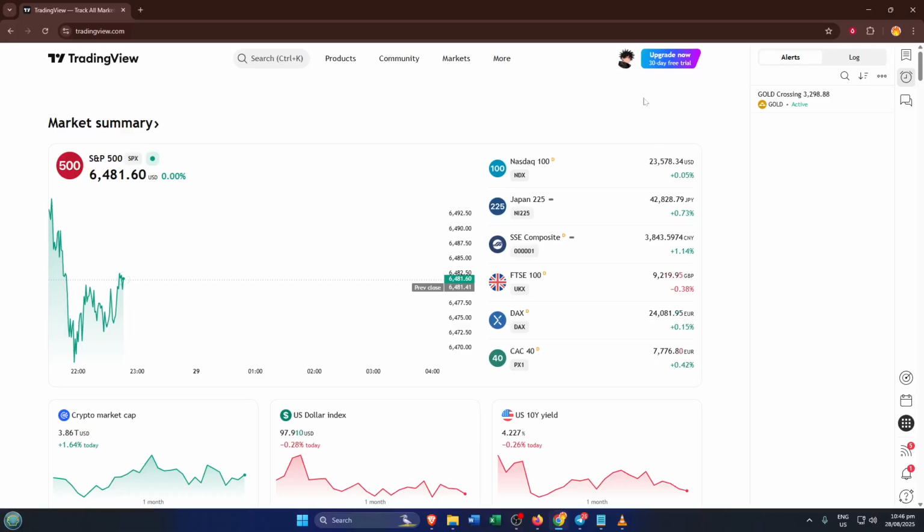First things first, go ahead and open up TradingView. That's our starting point. If you don't already have a TradingView account, it's free to sign up and the screener tools are easily accessible from the main dashboard.